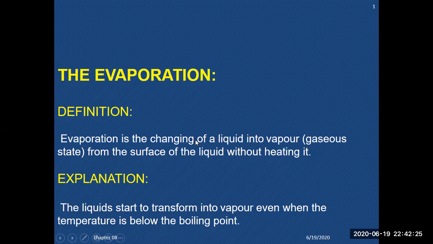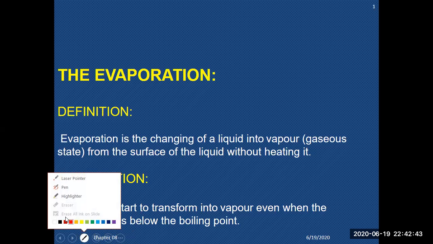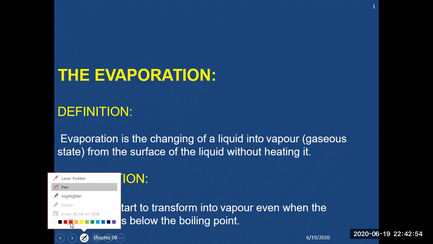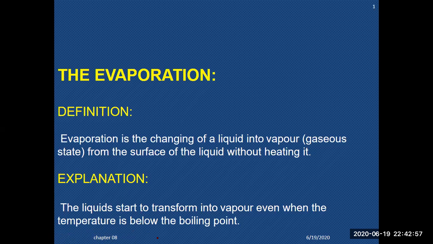Basically, evaporation is the changing of a liquid into vapors or the gaseous state from the surface of a liquid without heating it. So here is the explanation. The liquid starts to transform into vapors even when the temperature is below the boiling point. It happens at very low temperatures, about 30 to 40 degrees. This is the way it works.